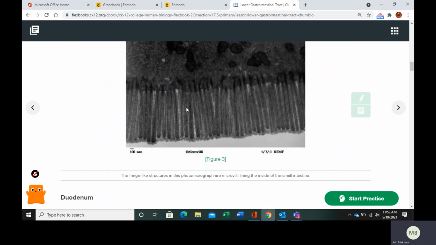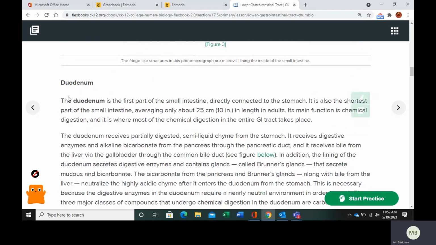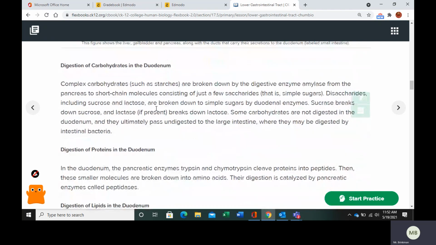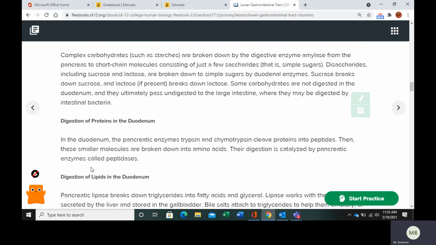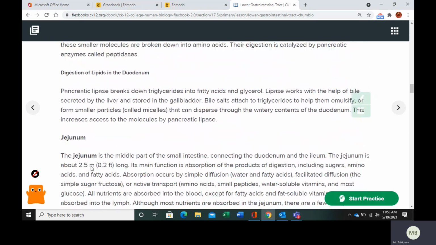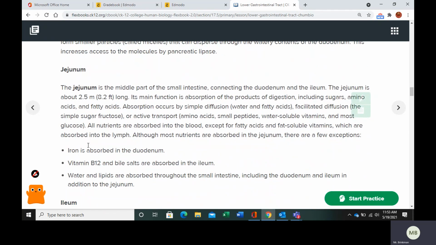So the duodenum is the first part. It is directly connected to the stomach. It's the shortest part of the small intestine. Its main function is chemical digestion, and it is where most of the chemical digestion in the whole GI tract takes place. All right. And it talks about how it digests certain nutrients, each with their unique enzymes, and I'll let you go over that on your own.